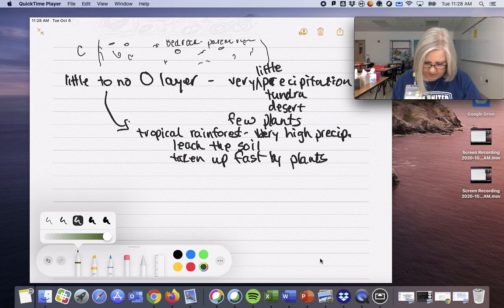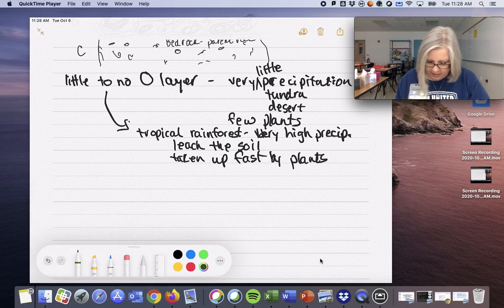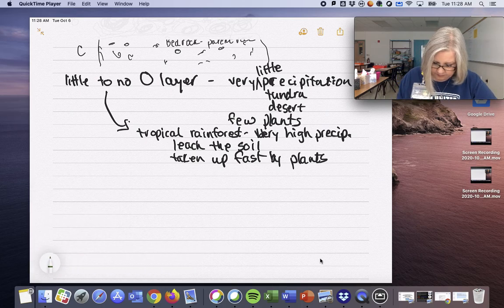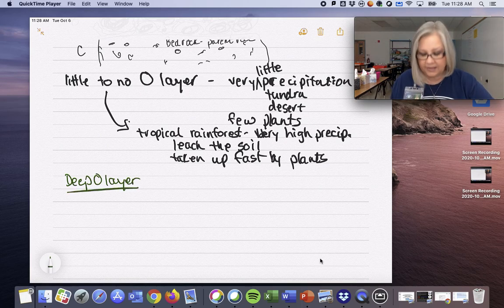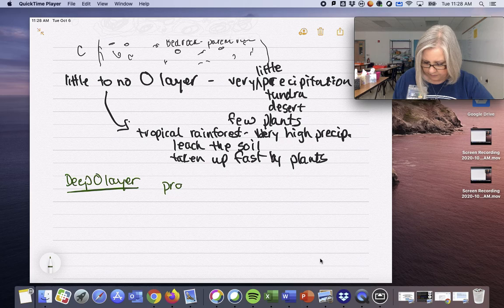So we have a deep, let's go with deep O layer. Which ones have deep O layers? Those are going to be places like prairies and temperate forests.